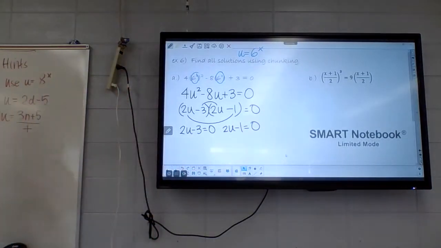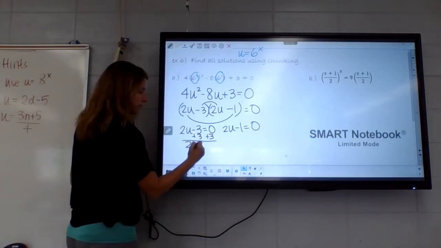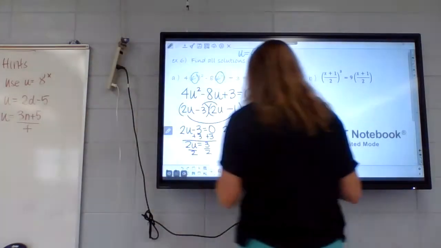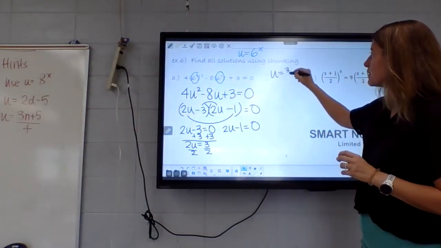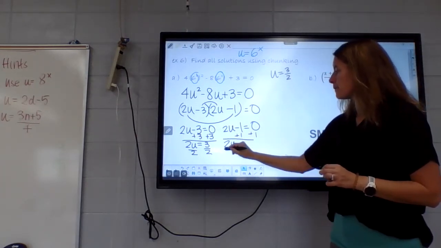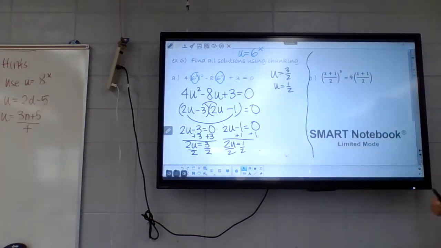So we have to solve each of these. Again, I'm not worried about the u part of it yet. I'm going to solve this just like we would have solved our normal problems. So we find out u is 3/2, and then also 1/2. But again, we're not solving for u. We're still trying to figure out what x is.